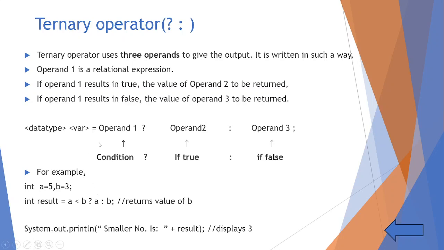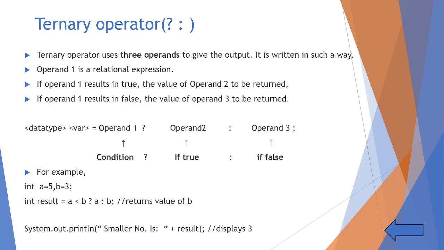So operand 1 is a relational expression. If operand 1 is true, whatever value is in operand 2 will be returned. If operand 1 is false, then operand 3's value will be returned. We have seen this program already. A is equal to 5, B is equal to 3. A less than B, which is not true, 5 is not less than 3. So it goes to the colon part.